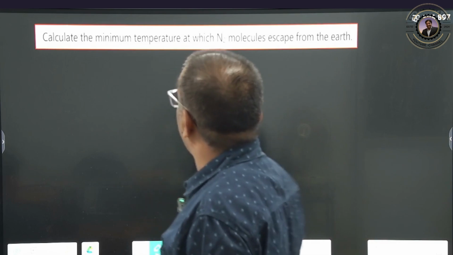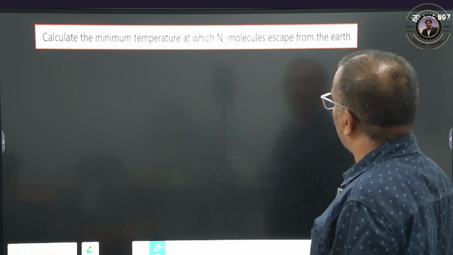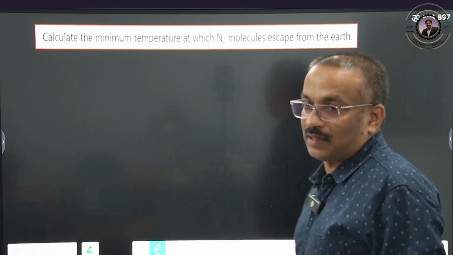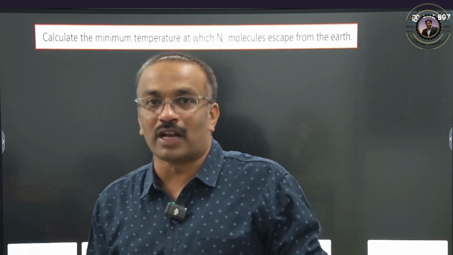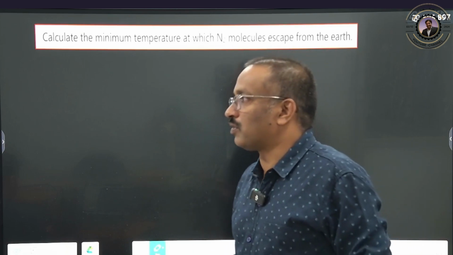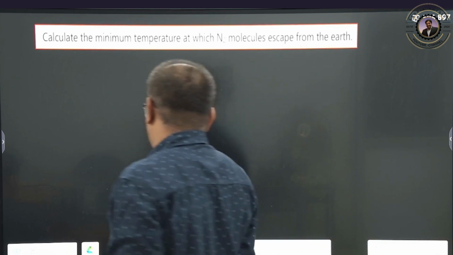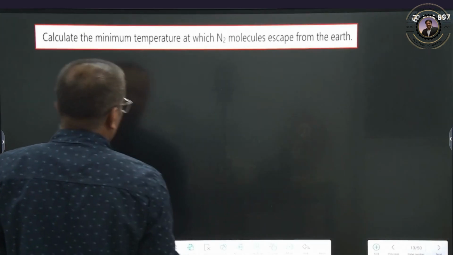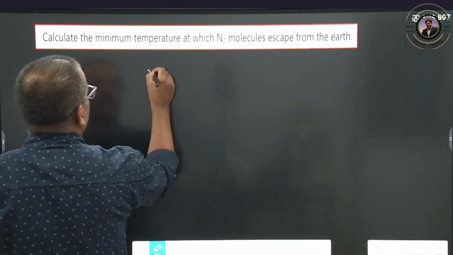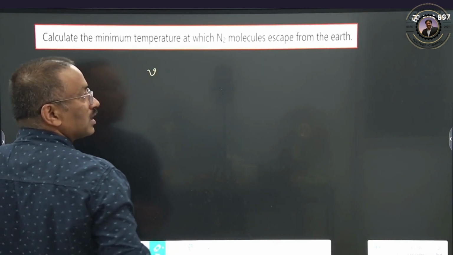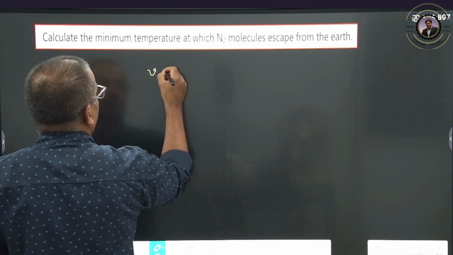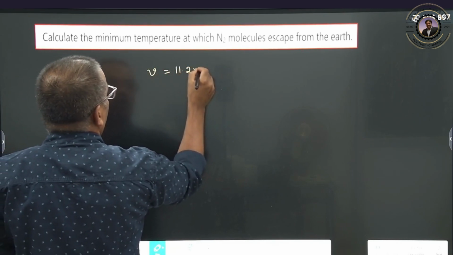Calculate the minimum temperature at which N2 molecules will escape from the earth. See, this is why our atmosphere is there on the earth surface. This also is one of your important conclusions. Let us see escape speed. What is the escape speed? Escape speed is 11.2 kilometers per second.